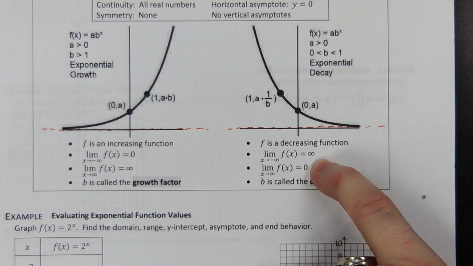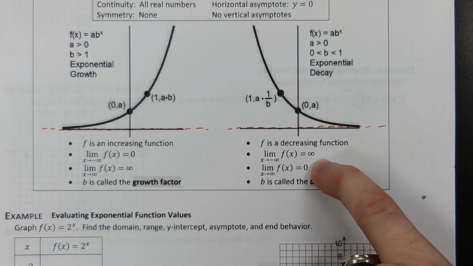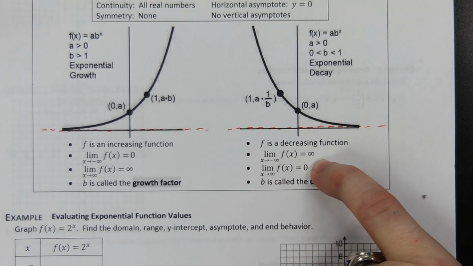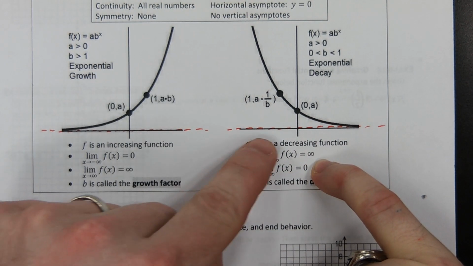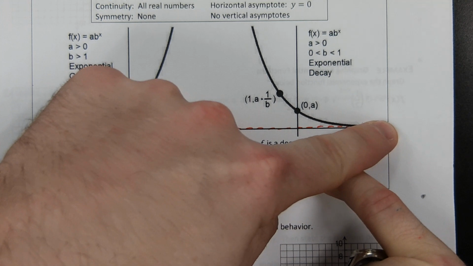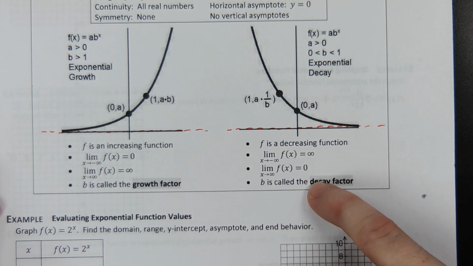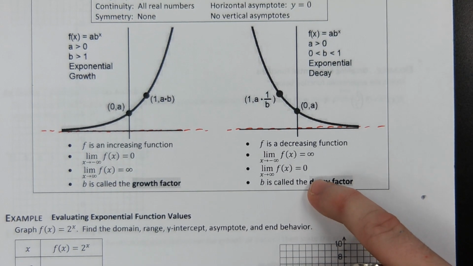But what happens is, because it's been reflected over the y-axis, my endings have switched places. So now the limit as x approaches negative infinity, meaning going this way, is when I go up. And the limit as x approaches positive infinity, meaning as I go that way, is when I approach 0. And this time we would call the base the decay factor.